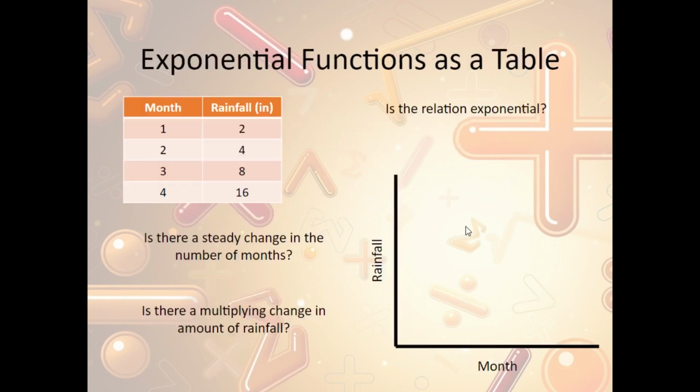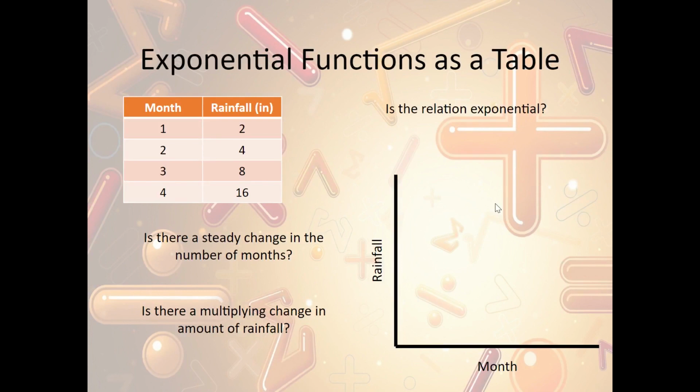How can we recognize exponential functions from a table? Well, first of all, the rule is the number of months, my x values, should be changing by a consistent amount, and it should be addition. And my y values should be changing by multiplication. So in this case, we have the months. So this is 1, 2, 3, 4. Is there a steady change in the number of months? Yes, there is, and it's changing by 1 month each time.